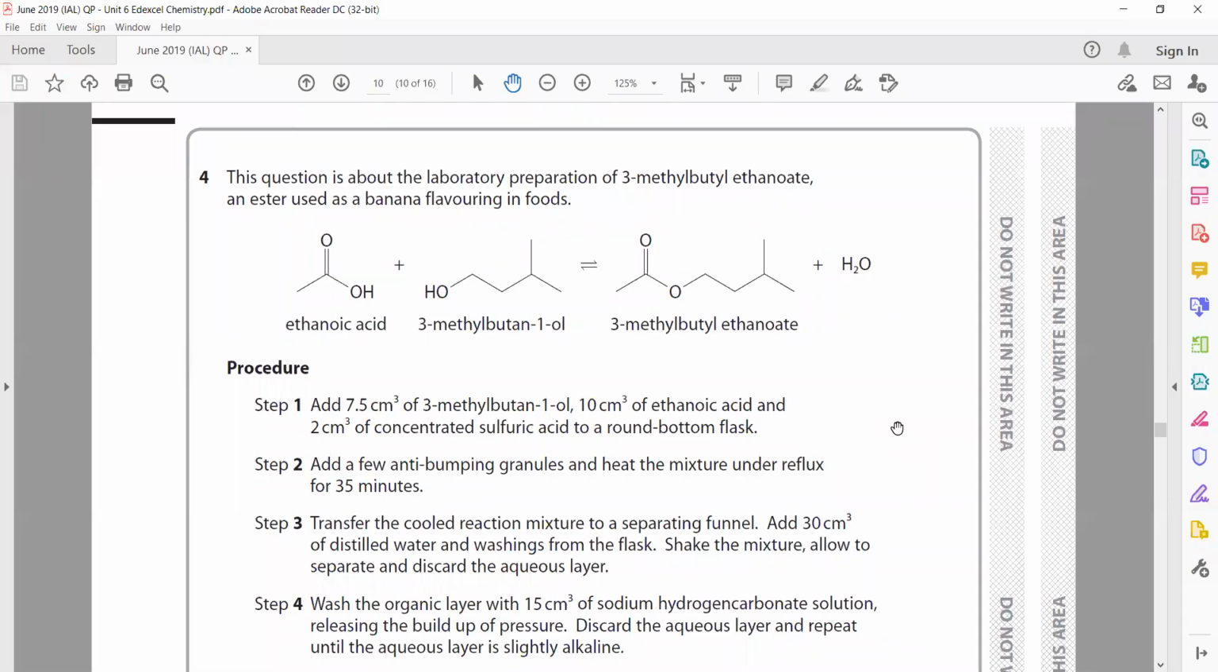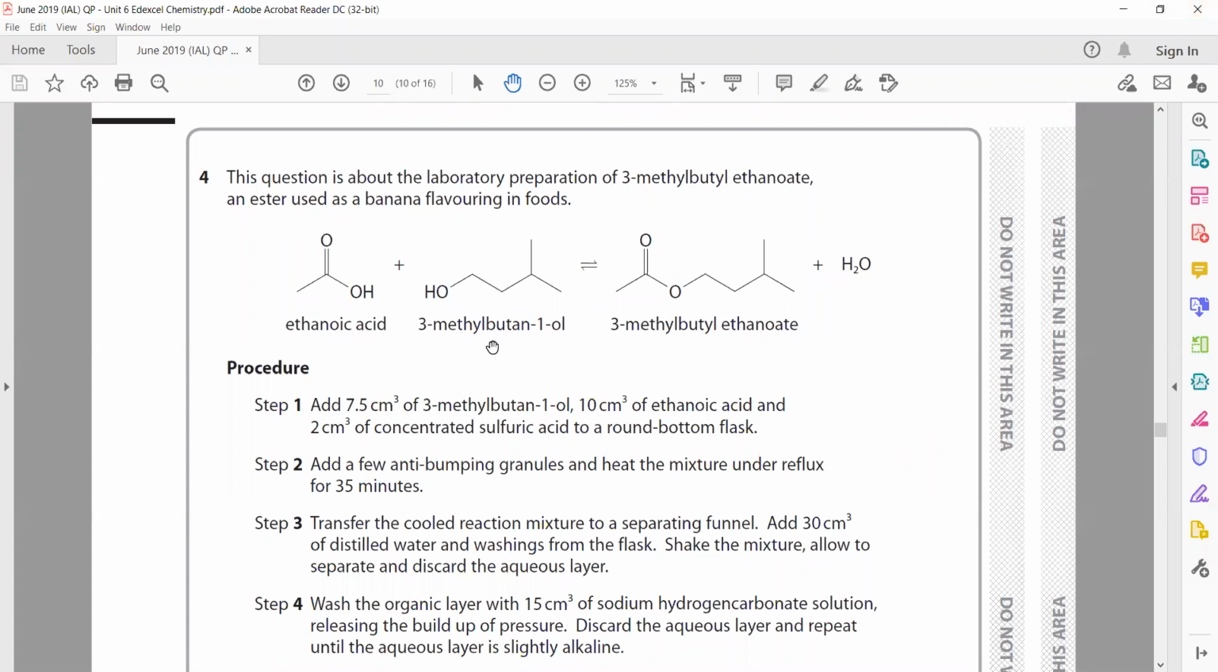So June 2019, Unit 6, question 4, the last question. This question is about the lab preparation of 3-methyl butyl ethanoate ester, formation of ester. An ester used as a banana flavoring in foods.